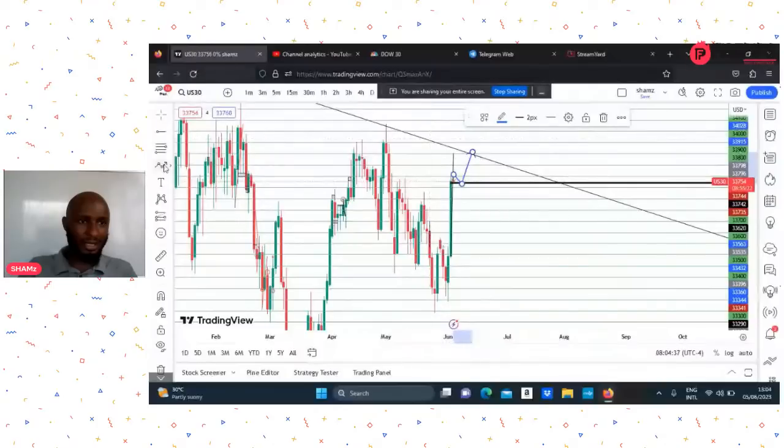If it does not come to this zone, I'm not going to take any sell. So I expect something like this. The market has been ranging for 6 months so far. It has been ranging within the same axis for 6 months.